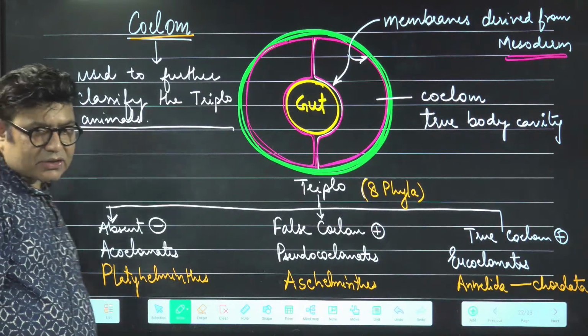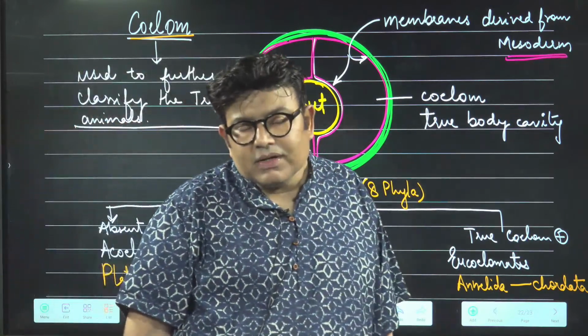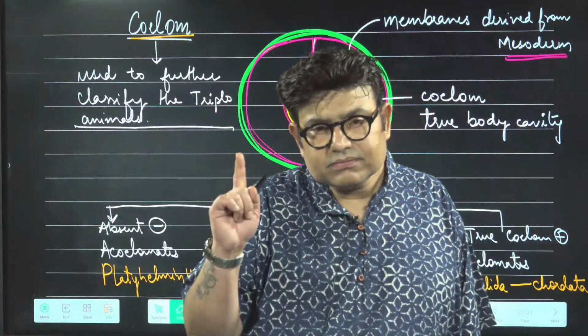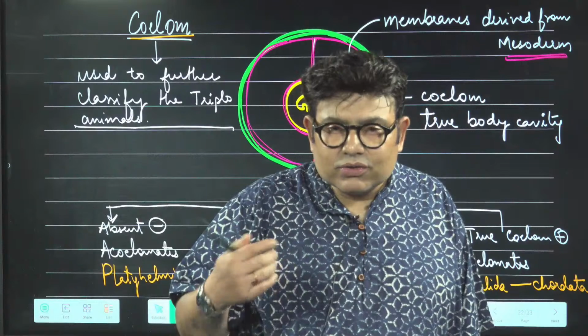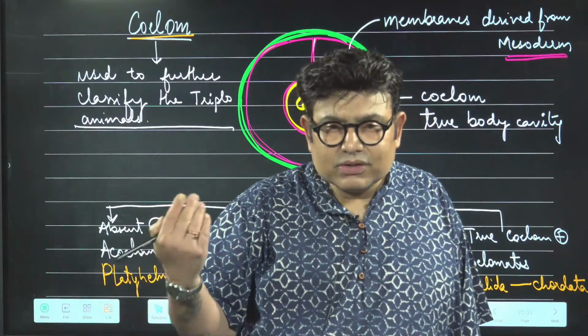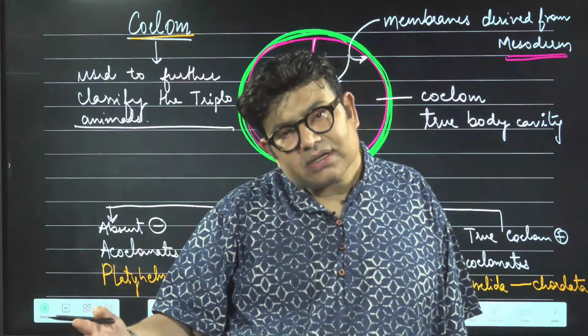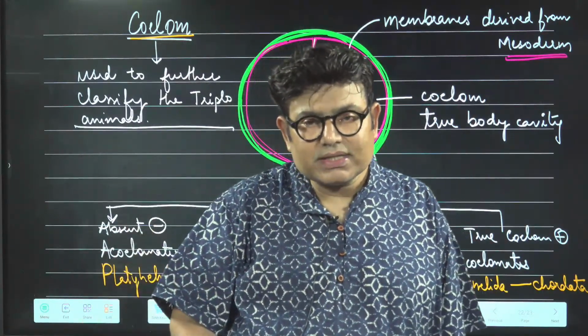So if someone asks you, name the phylum which is triploblastic but acoelomate: Platyhelminthes. Name the pseudocoelomate phylum. In the whole world, only one phylum, Aschelminthes. And the remaining 3 are the coelomates, the true coelomates.